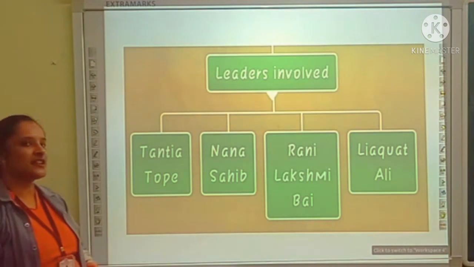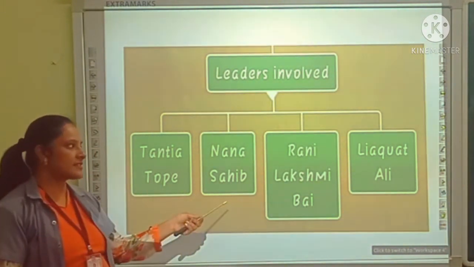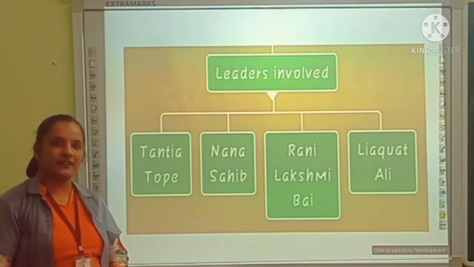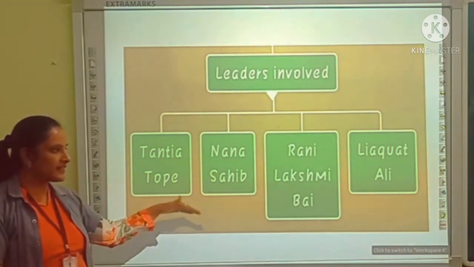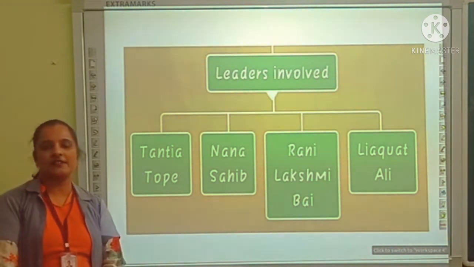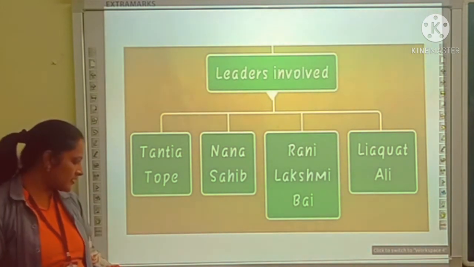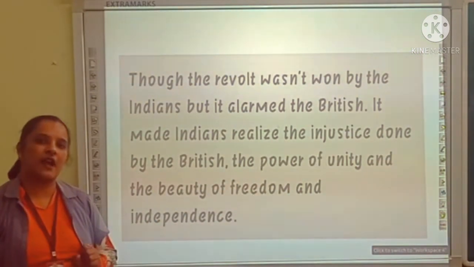And which leaders were involved in this revolt? Tatya Tope, Nana Sahib, Rani Lakshmibai, Liaquat Ali, and many others. Okay, so these are some of the leaders who were involved in the revolt of 1857. Though the revolt was not won by India, it alarmed the British.